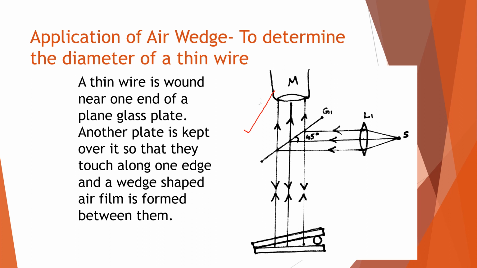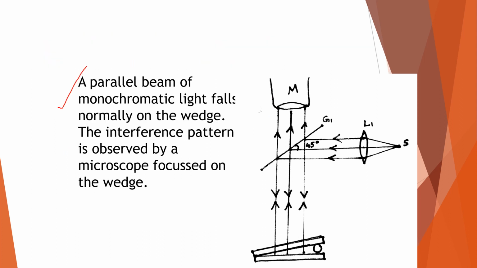Then you have to describe it. So a thin wire is wound near one end of a plain glass plate. Another plate is kept over it so that they touch along one edge, and a wedge-shaped air film is formed between them. A parallel beam of monochromatic light falls normally on the wedge. The interference pattern is observed by a microscope focused onto the wedge.